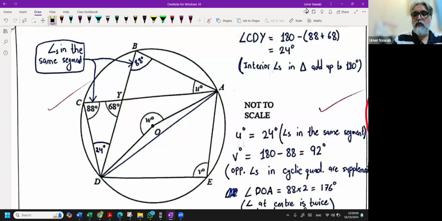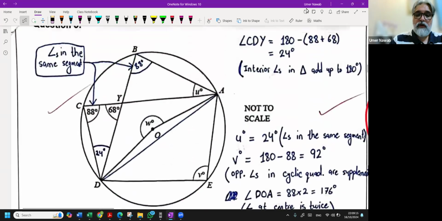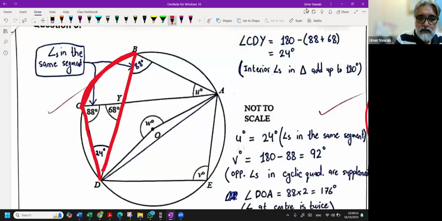So let's go part by part. First question is, I want to find U. So where is U? This is U. So let's work on this arc. This is making an angle at the circumference, 24. And this is also equal to 24.